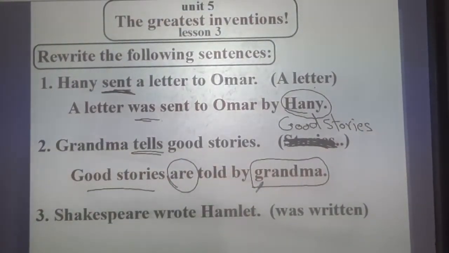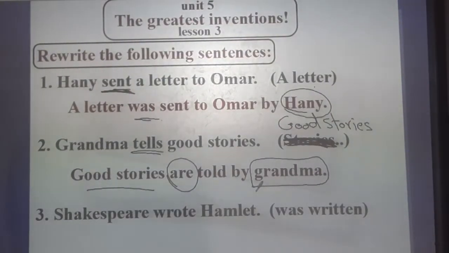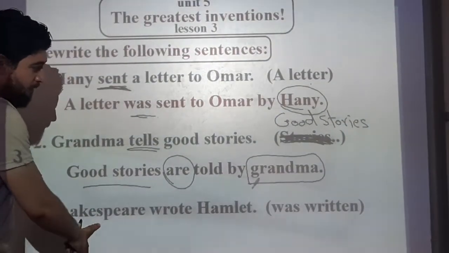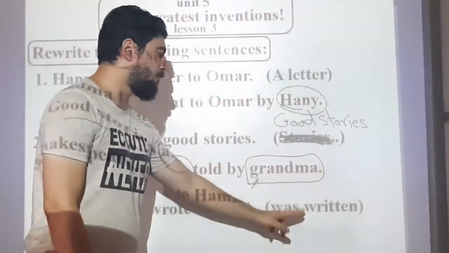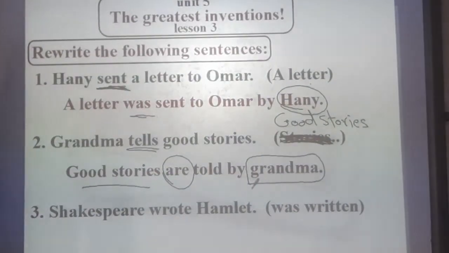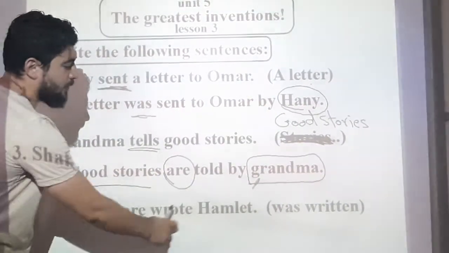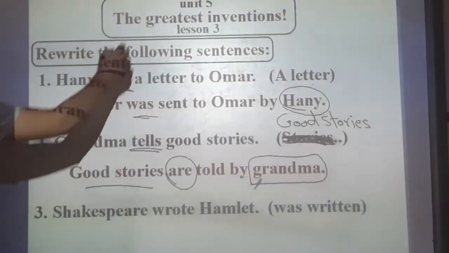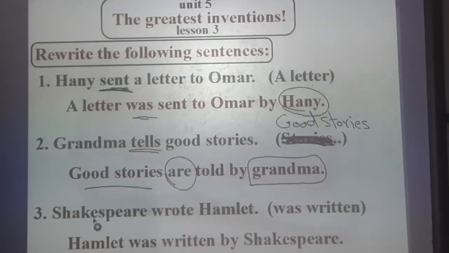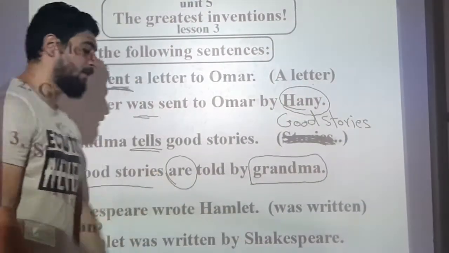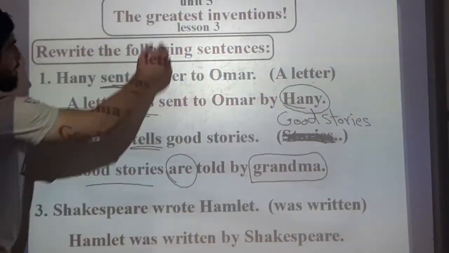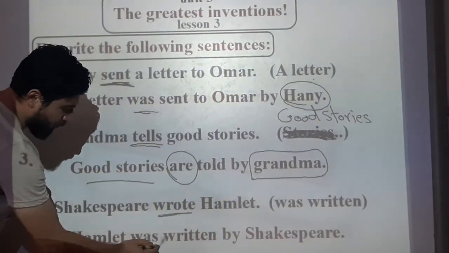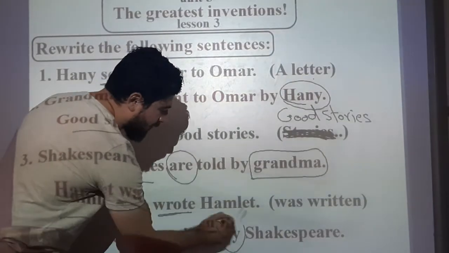Number 3, Shakespeare wrote Hamlet. Use was written. This sentence is in the active form, and we want to use the passive form, because we have was written. So Shakespeare is the subject, wrote is the verb, and Hamlet is the object. So we will start with the object here. So it would be Hamlet was written by Shakespeare. Hamlet here is the object. And this sentence is in the past simple, so we use was plus past participle and by here, followed by the subject.